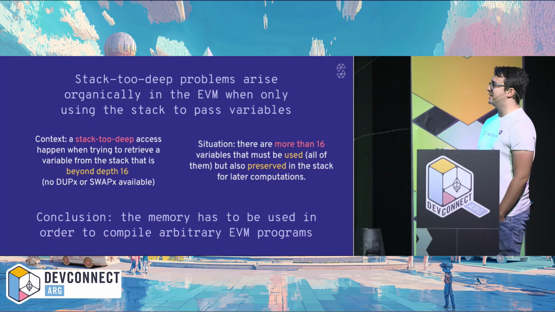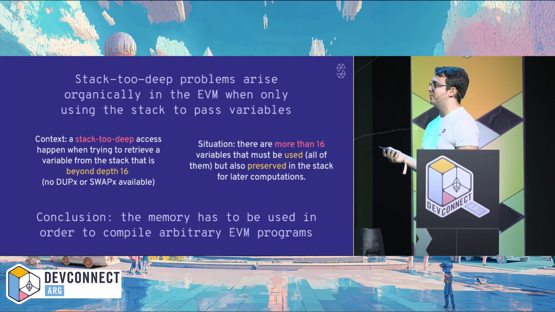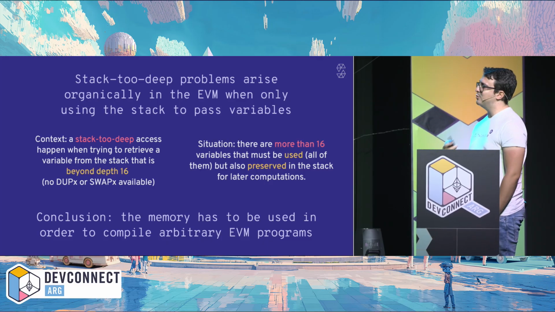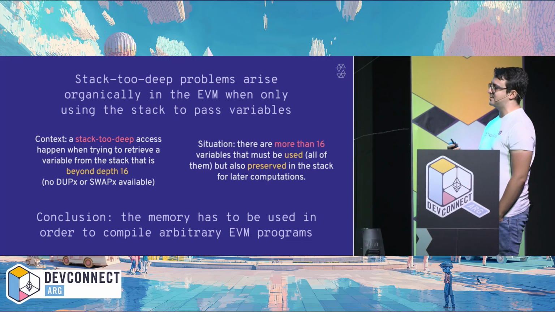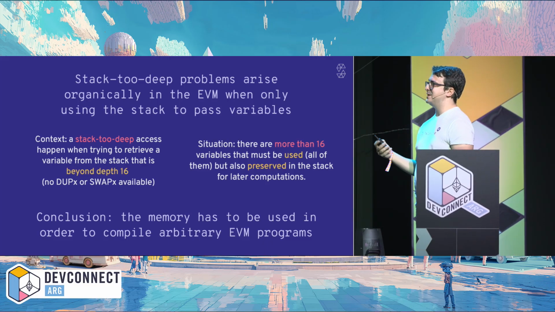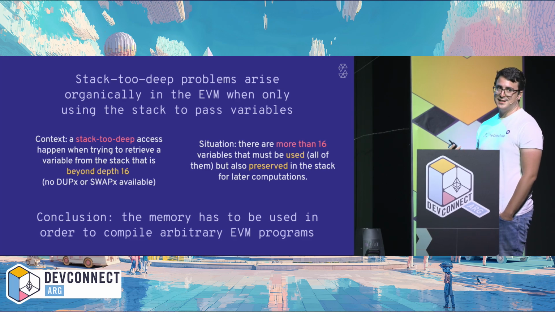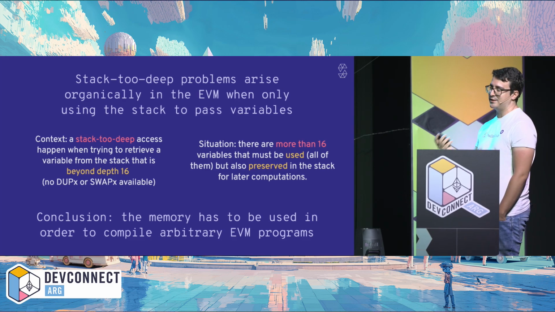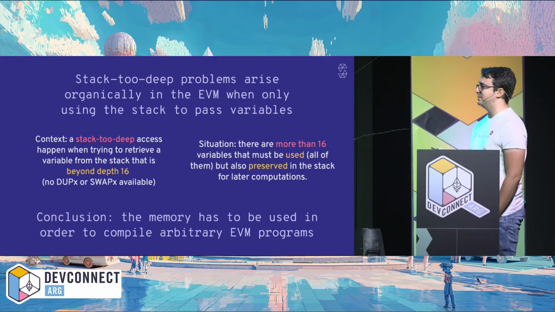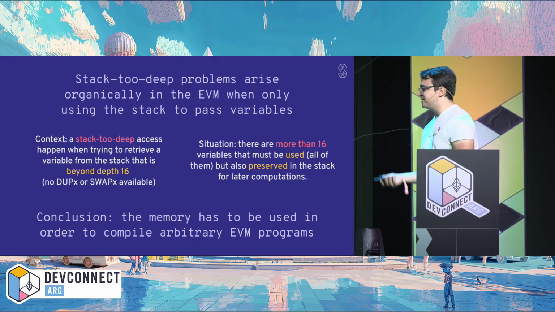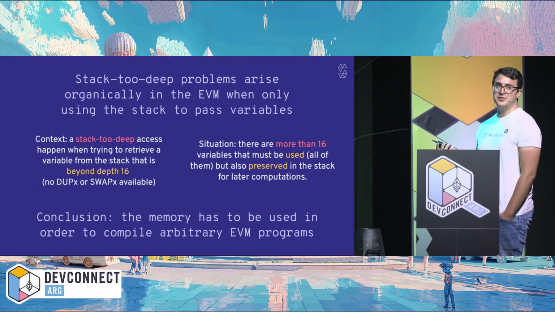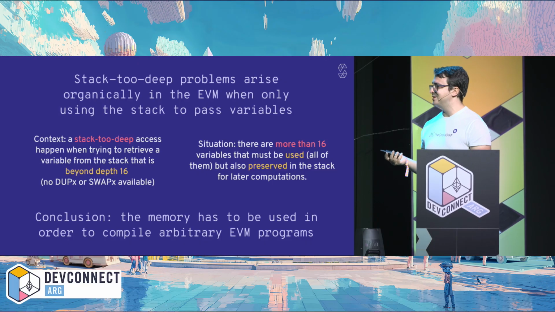As an example, if we have a stack in which we have more than 16 elements, and we want to use something that is in the 17th position, while keeping all of the other variables, it doesn't matter how I organize the stack, I cannot access it, because I cannot remove the variables in between. So in this case, of course, the only remaining option is to use the memory.